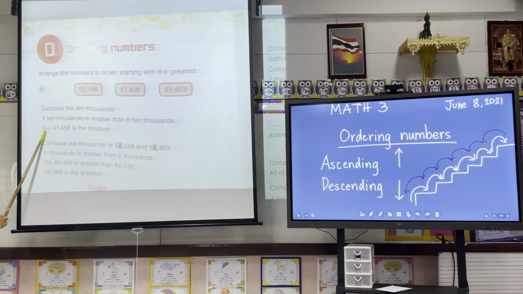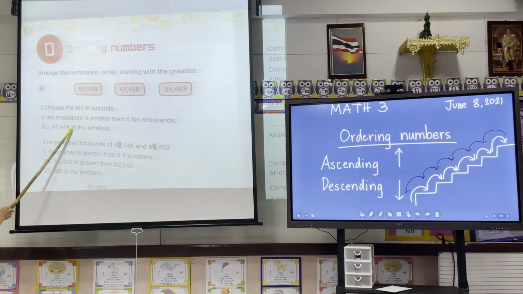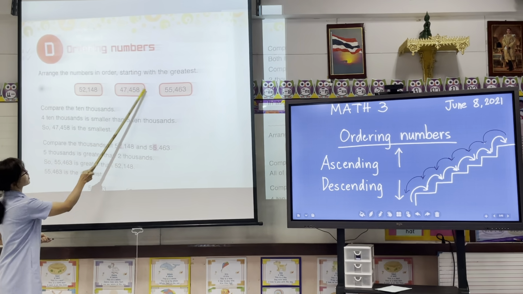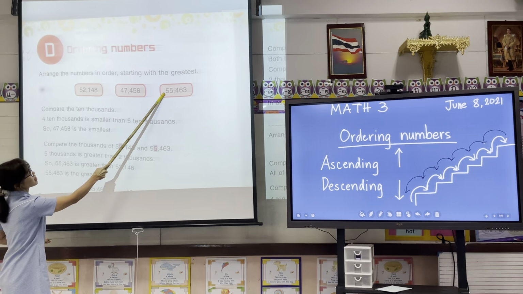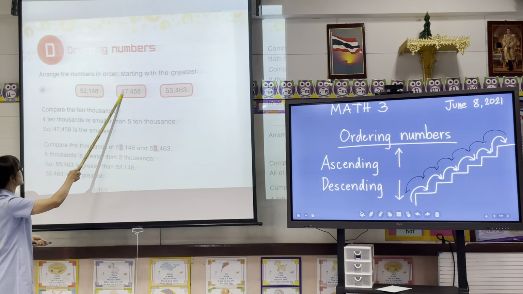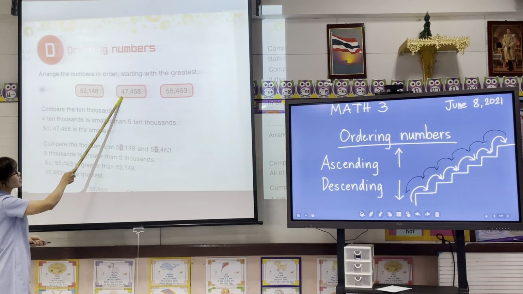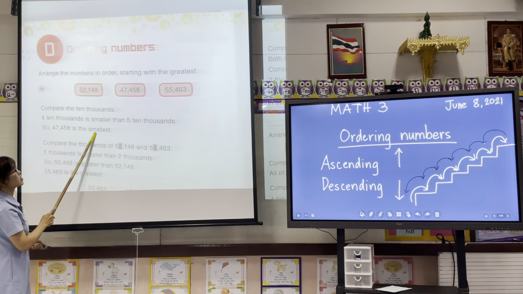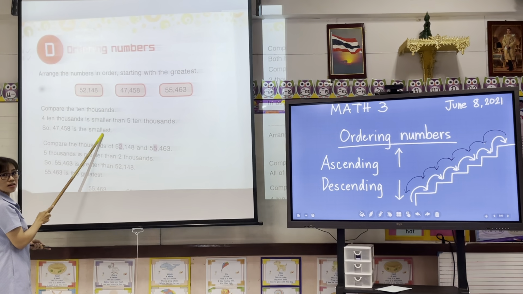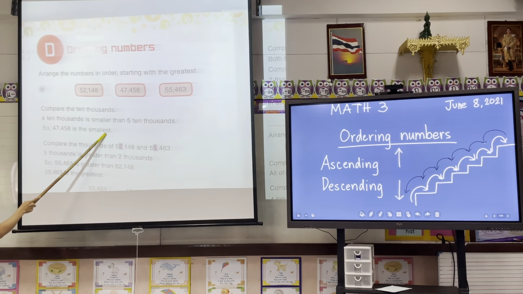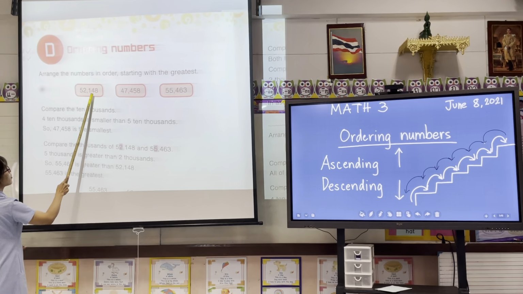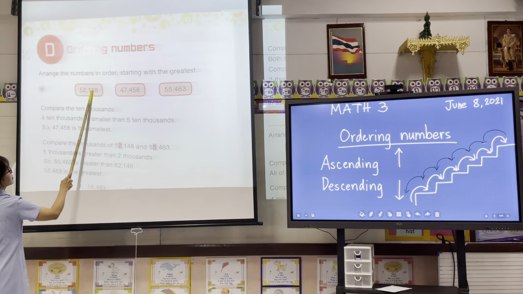So meaning to say, 47,458 is the smallest. Why? You see, these two numbers have 5 10,000s and 5 10,000s. This has 4 10,000s. So that means 47,458 is the smallest number. Now this is already out. Now we compare these two.